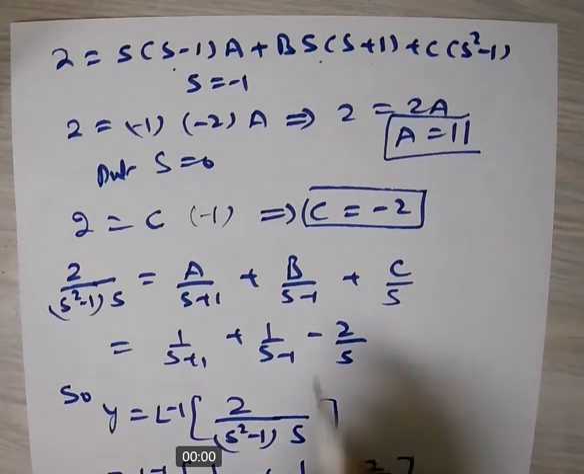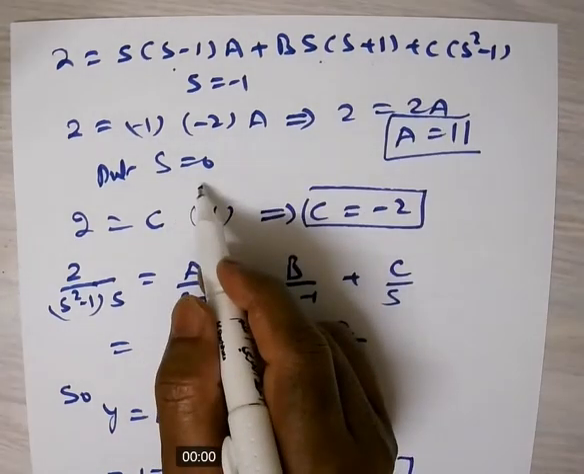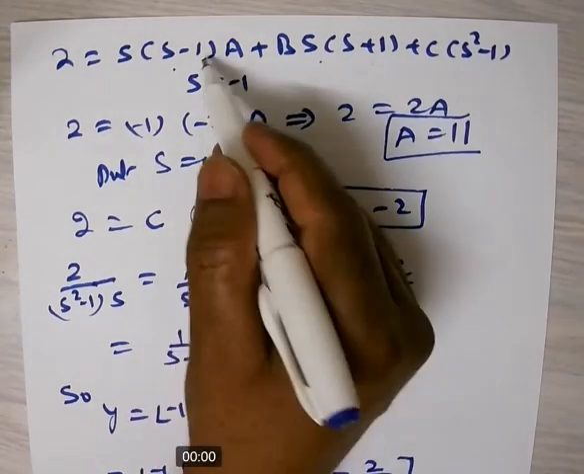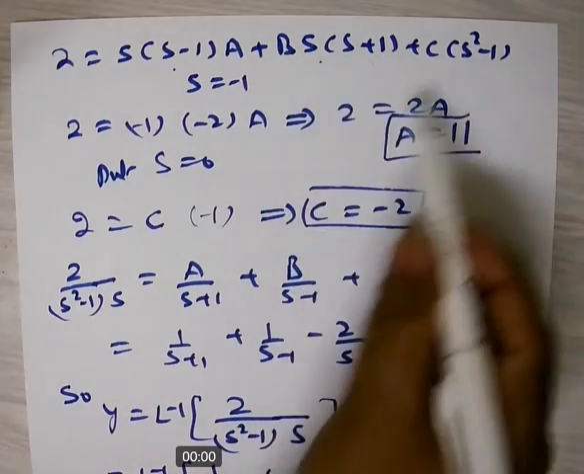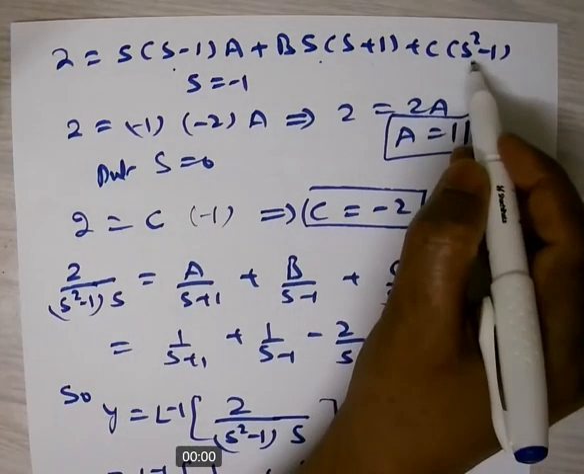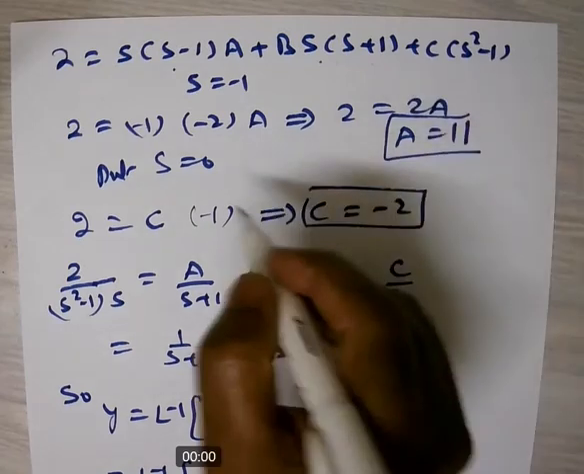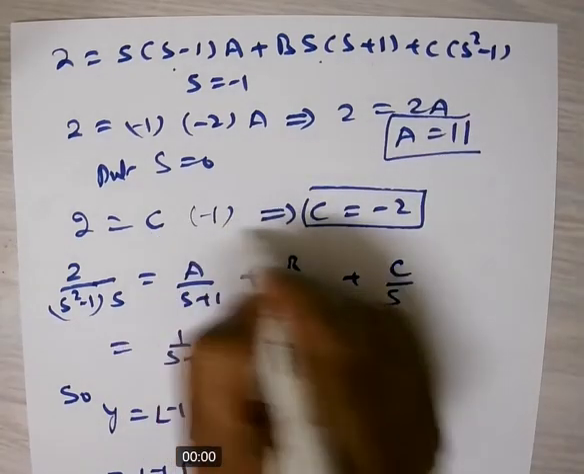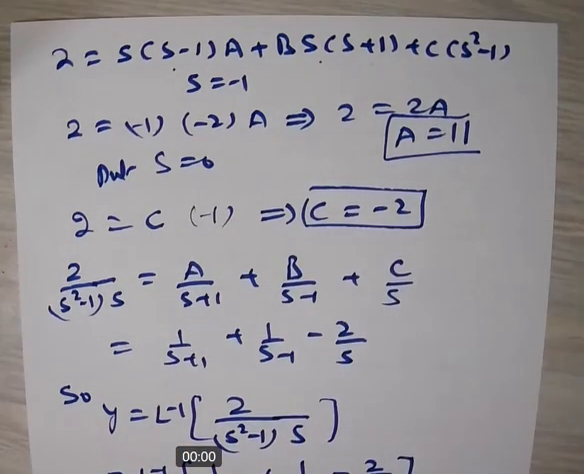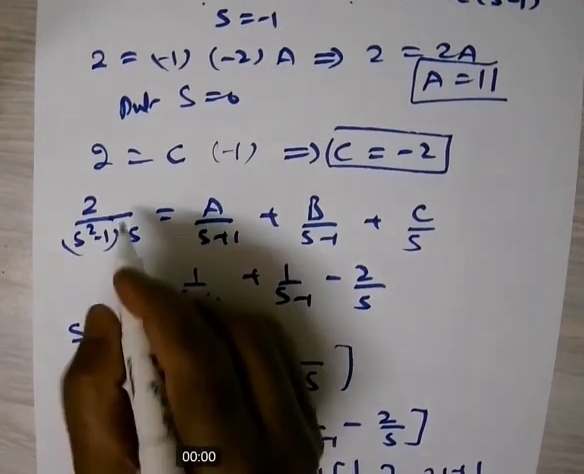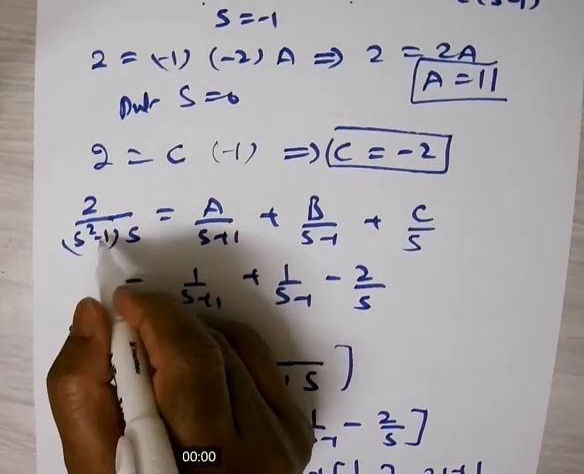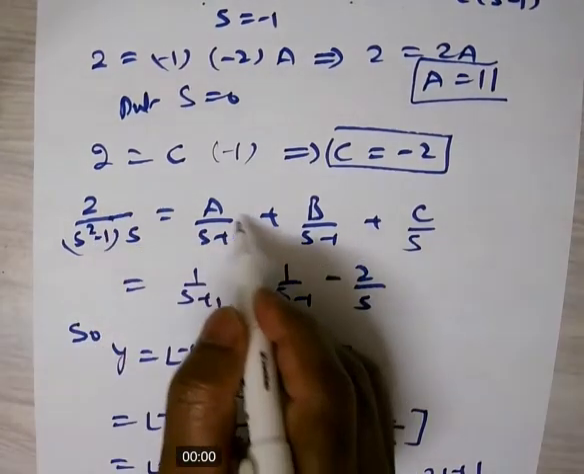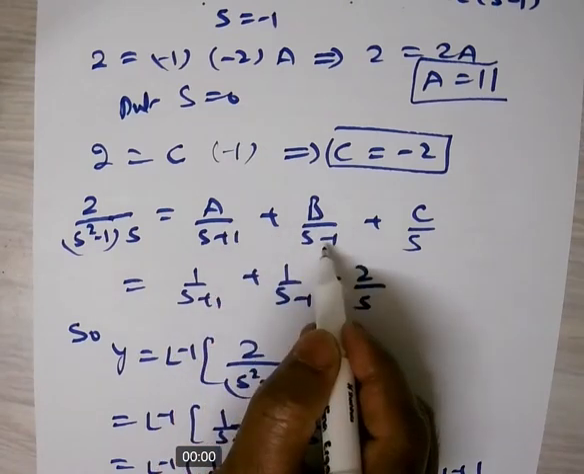Now what you have to do? Put s is equal to 0 here. When you replace s is equal to 0, this becomes 0, this becomes 0. So 2 equals c into minus 1, therefore c is equal to minus 2. So the partial fraction of 2 divided by s square minus 1 into s is a divided by s plus 1 plus b divided by s minus 1 plus c divided by s.